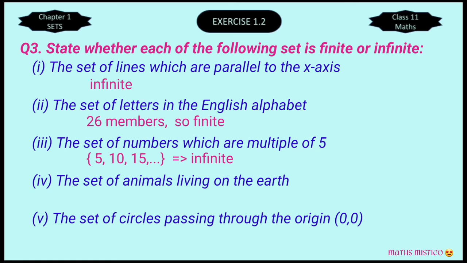If we talk about the fourth part, it is a finite set, though it is not possible to count the number of animals present in this world, but it is definitely a natural number. This number keeps changing with time, but still it is a finite set. It is not never ending. We know that infinitely many circles can pass through a given point, so the fifth one is an infinite set.